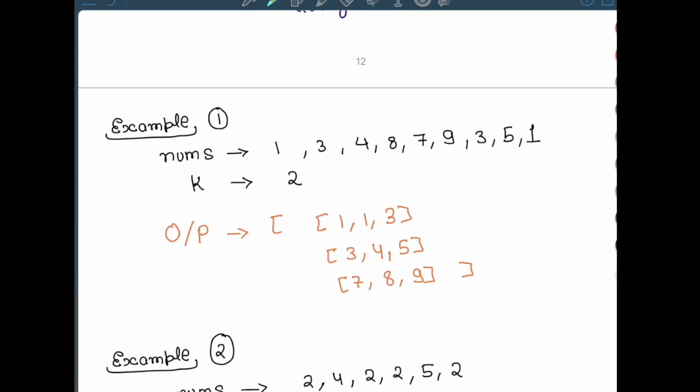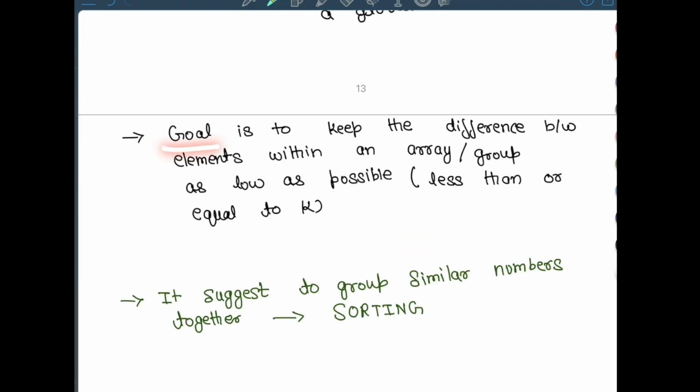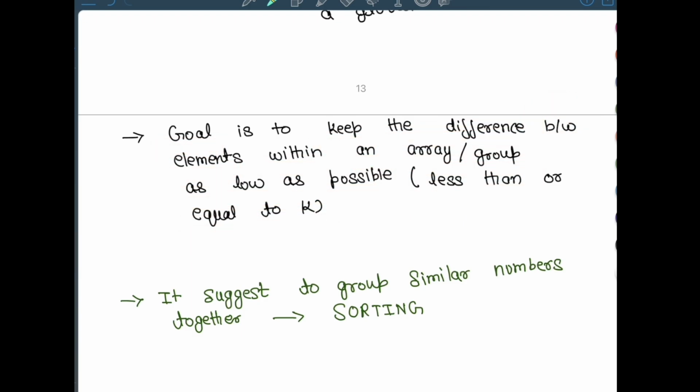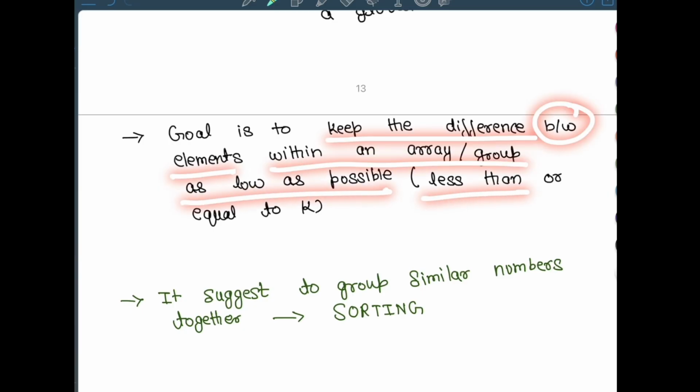Now I would want you guys to ask yourself what the goal of this problem is. The goal of the problem is to keep the difference between elements within an array or a group as low as possible, or I would say less than or equal to k. Let me try to understand this statement again. Our goal is to keep the difference between the elements within an array or group as low as possible, less than or equal to k.